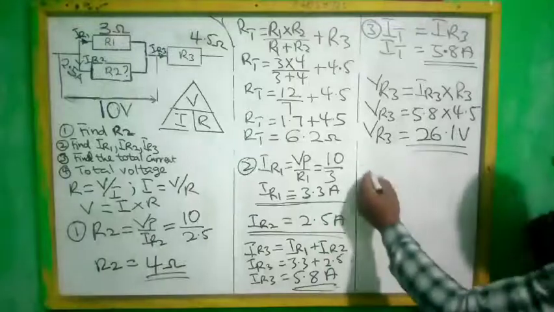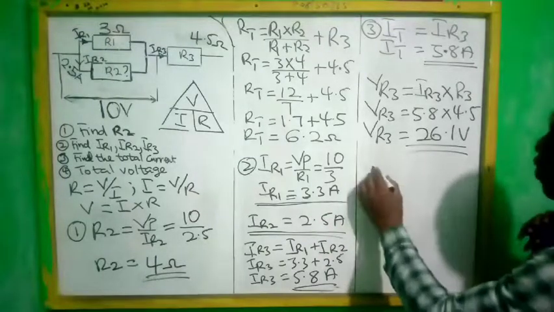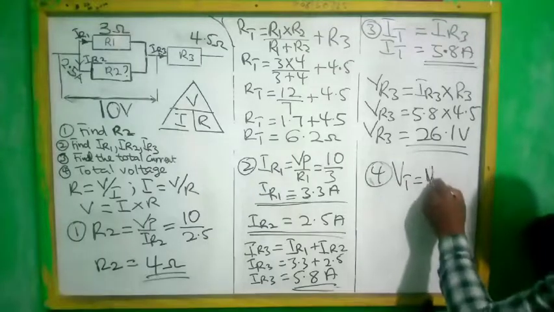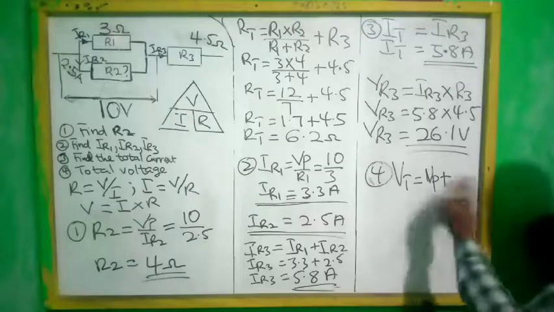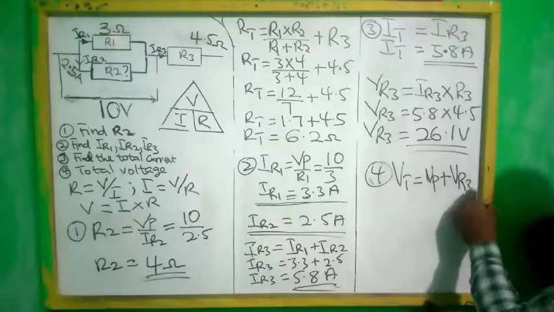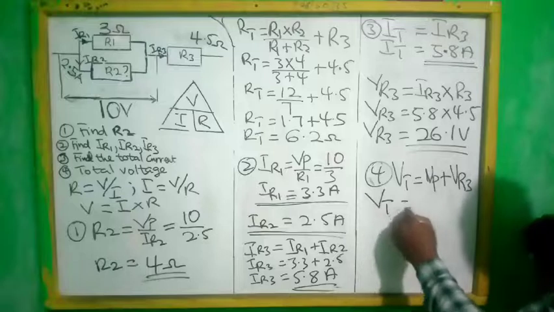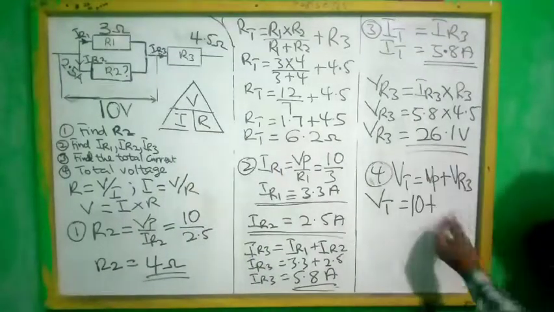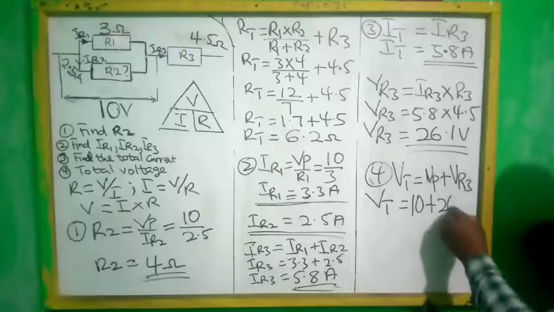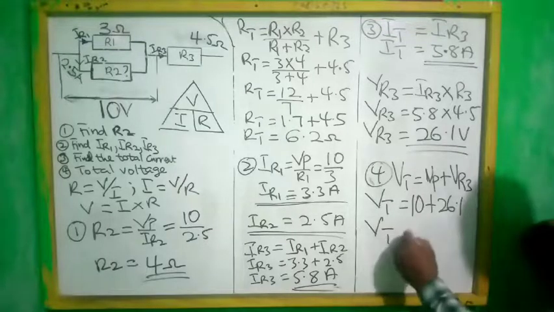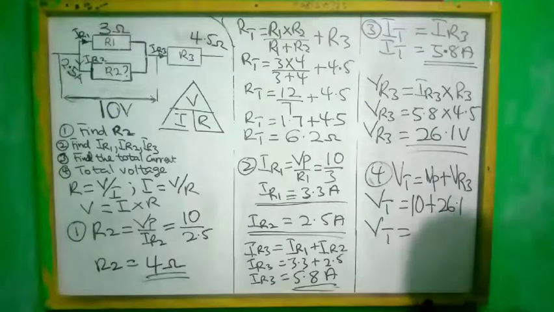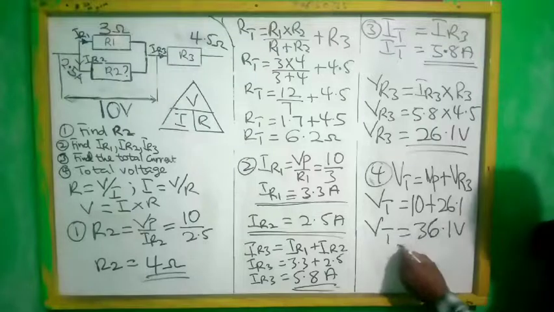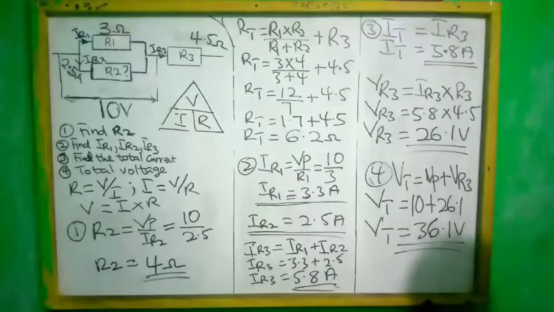So number 4, total voltage is equal to voltage in parallel plus voltage in resistor 3. Voltage in parallel is 10, plus voltage in resistor 3, which is 26.1. So total voltage becomes 10 plus 26.1, which is 36.1 volts. Let's see whether our answer is correct.